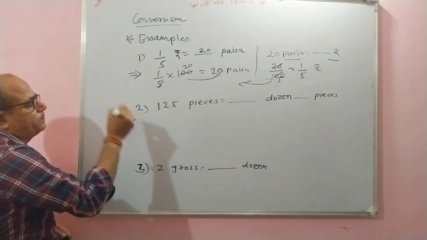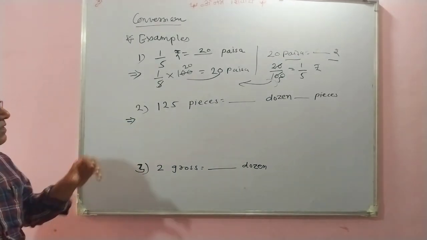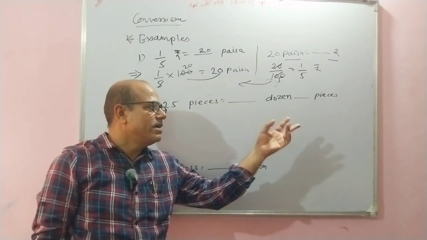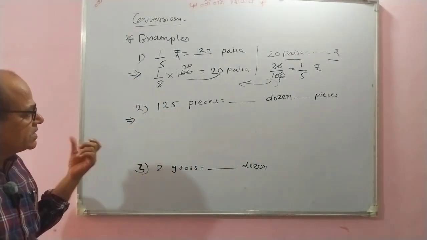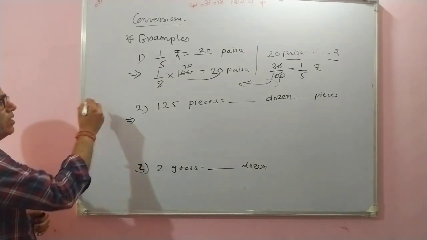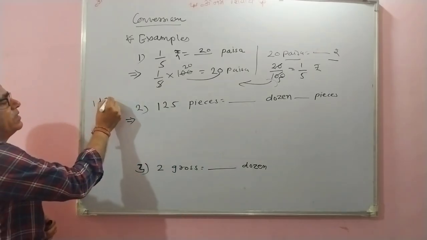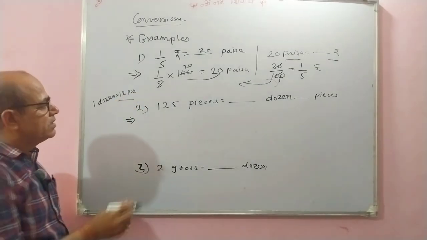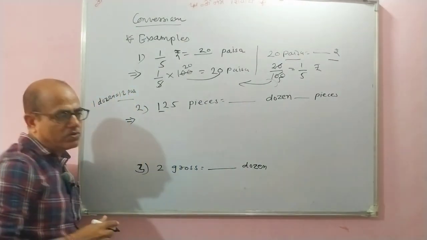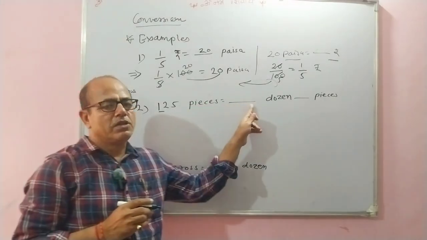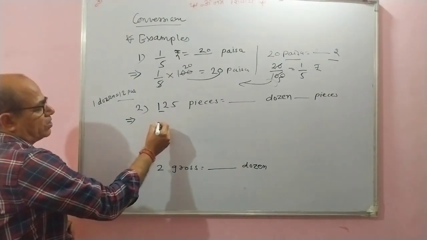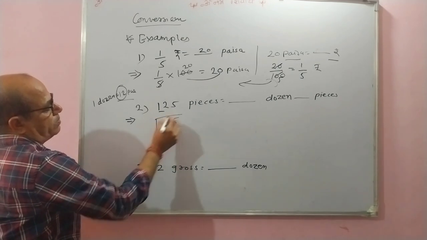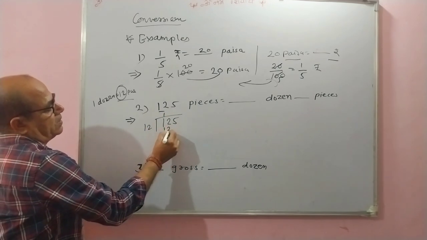Now the second question. 125 pieces is equal to dash dozen and dash pieces. In such questions you should know how much is in 1 dozen. 1 dozen is equal to 12 pieces. So pieces to dozen: this is the smaller unit, this is the bigger unit, so you have to divide. With what will you divide? We'll divide with 12, because 1 dozen is equal to 12 pieces. 12 ones are 12.